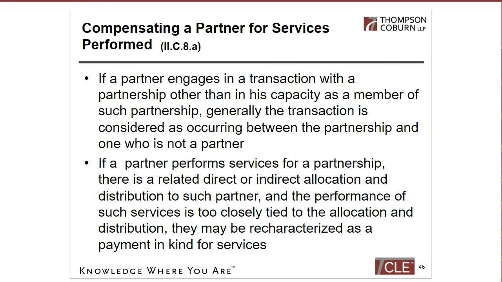So if a partner performs services for a partnership and there's a related direct or indirect allocation and a distribution to the partner, the performance of the services might be characterized as a payment in kind. You can get a profits interest in exchange for your services, and that's fine. But what if you got a profits interest where the value is exactly equal to what you put in, and it's time limited, and you're getting it back over the next couple of years? Is that too good to be true? I think you're still going to be okay in most situations.